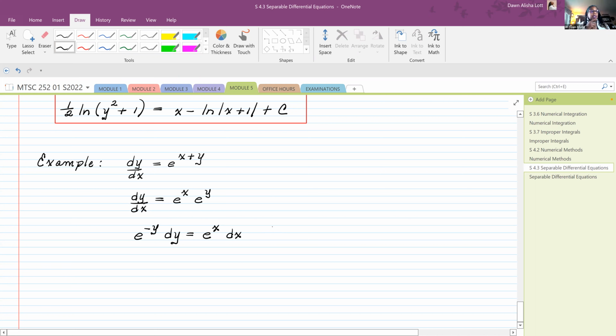Okay, so it may not look separable, but sometimes you're going to have to use properties of logs, exponentials, and other things to make sure it is separable. Okay, any questions?